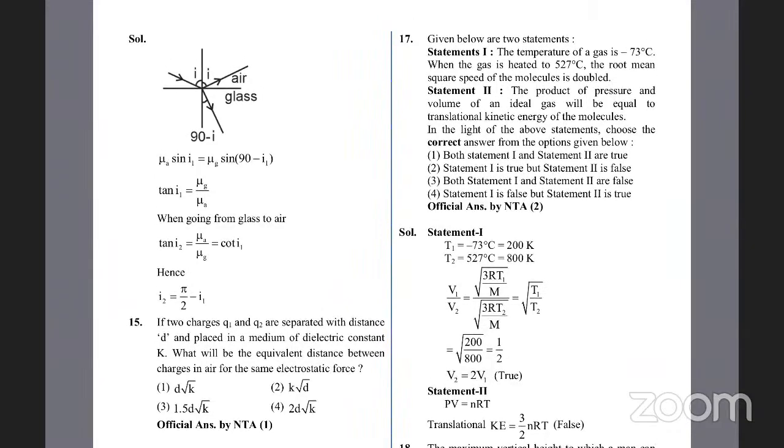So now look at the 17th question. There are two statements given. The temperature of gas is minus 73 degrees centigrade. When the gas is heated to 527 degrees centigrade, the root mean square speed of the molecule is doubled. That's statement 1. Statement 2: the product of pressure and volume of an ideal gas will be equal to the translational kinetic energy of the molecules. Let us check this.